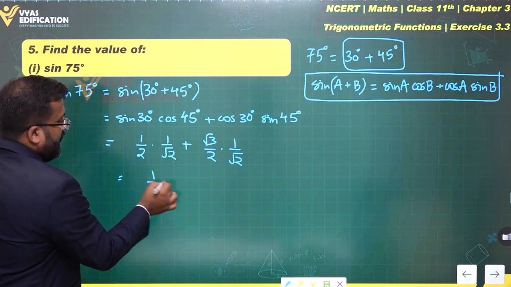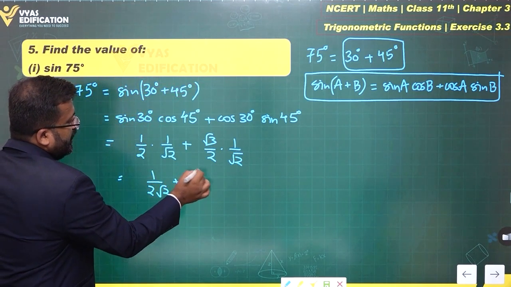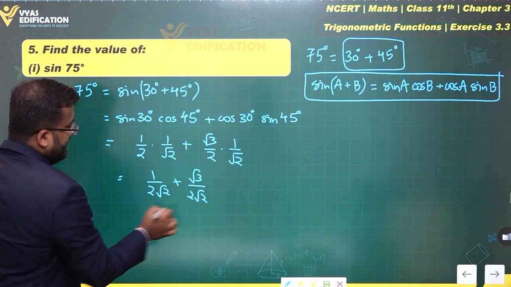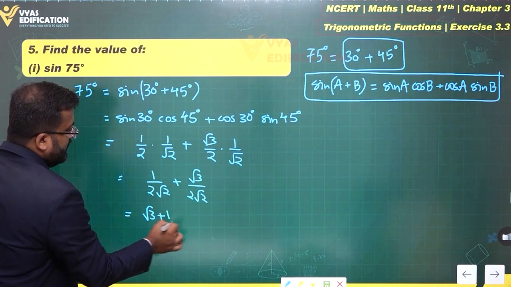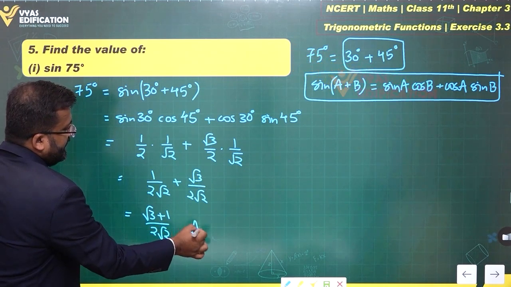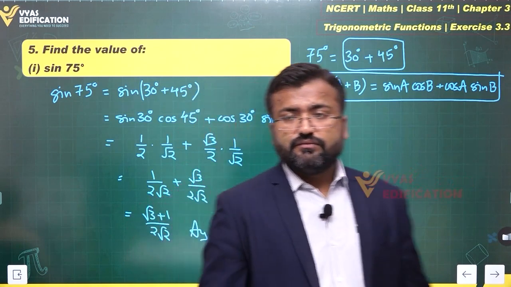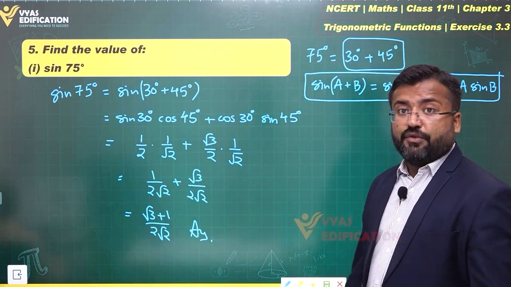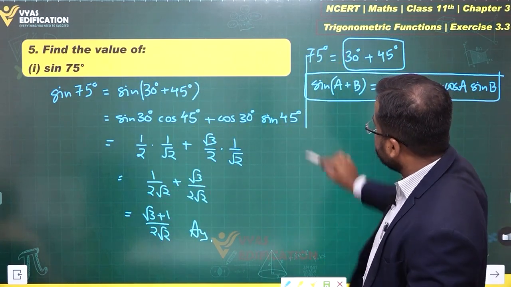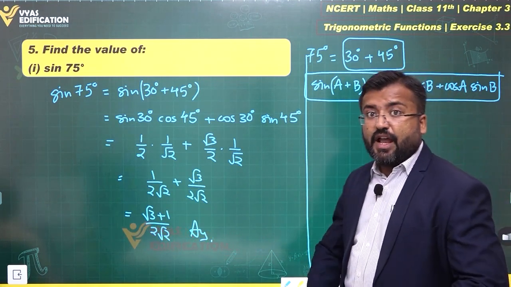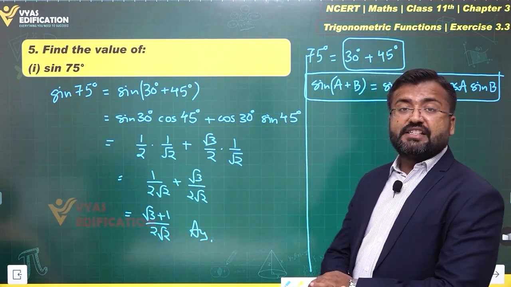So this is 1 upon 2 root 2 plus root 3 over 2 root 2, and yes, this gives me the value root 3 plus 1 over 2 root 2, and that is my answer. This is the value of sine 75 degree. Should we remember this value? Yes, for future prospects, you should remember this value. What other values along with this can we remember?